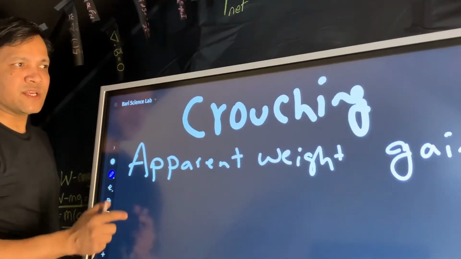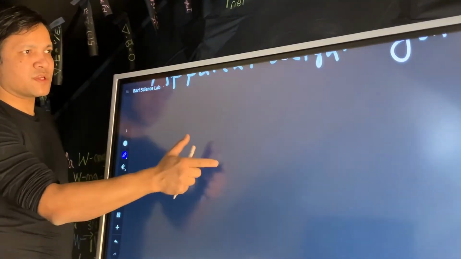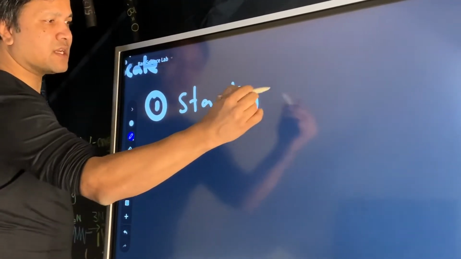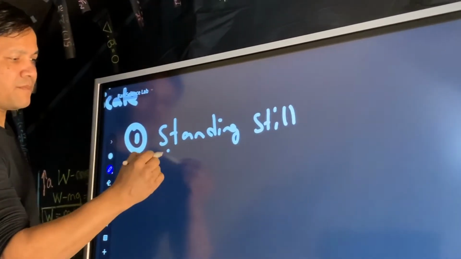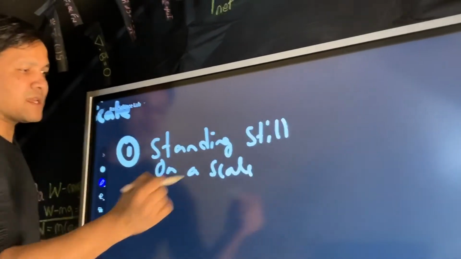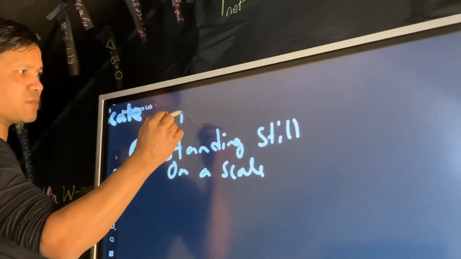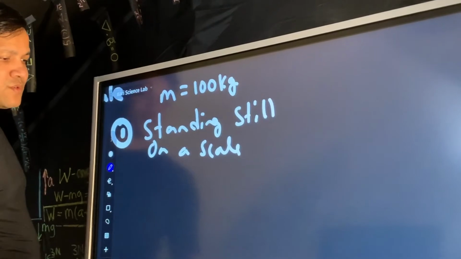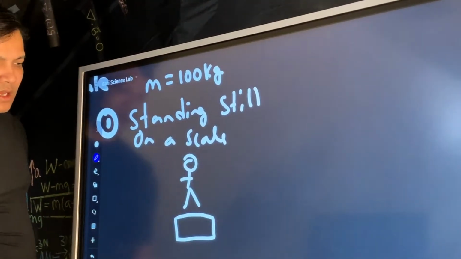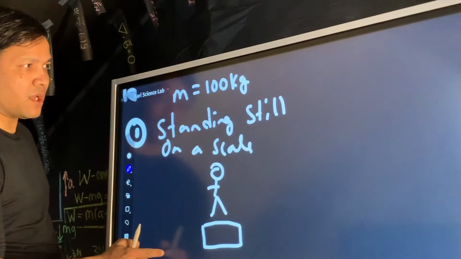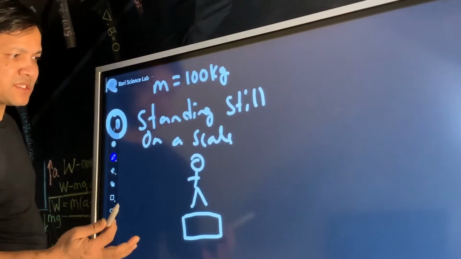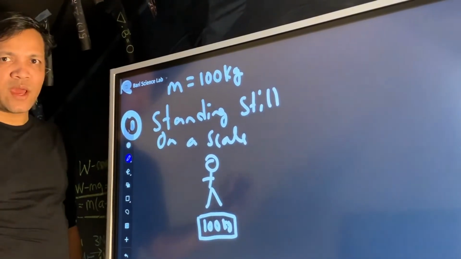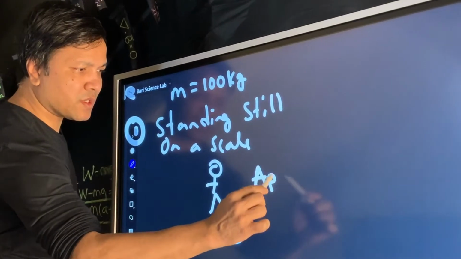So what do you need? You need a scale, and you are standing still on the scale. Let's say you are 100 kilograms, so your mass is 100 kilograms. If you stand on a scale, what does the scale read? The scale would read 100 kilograms, because there is no apparent weight loss.